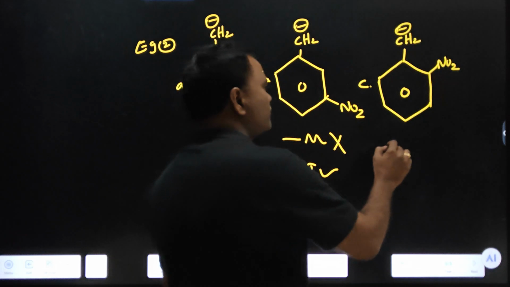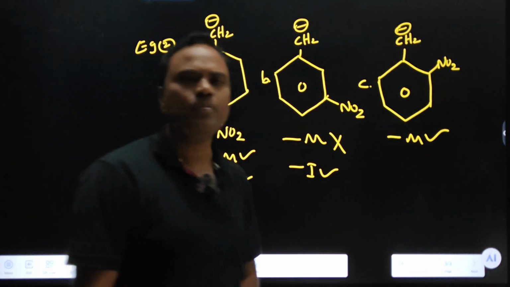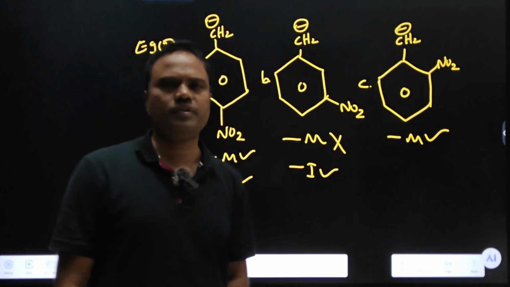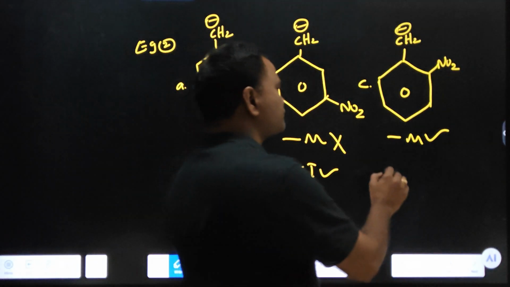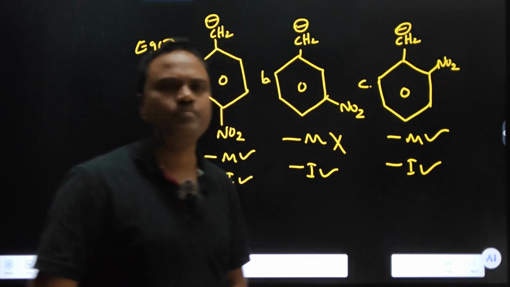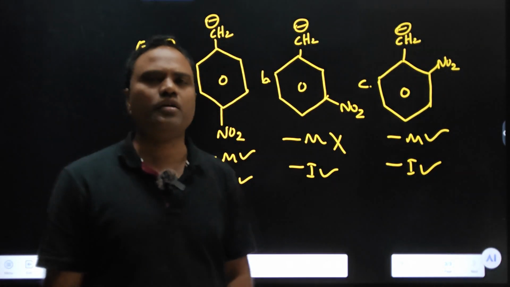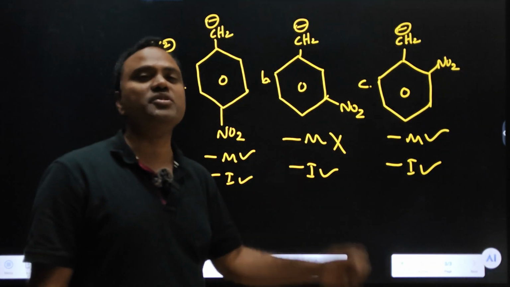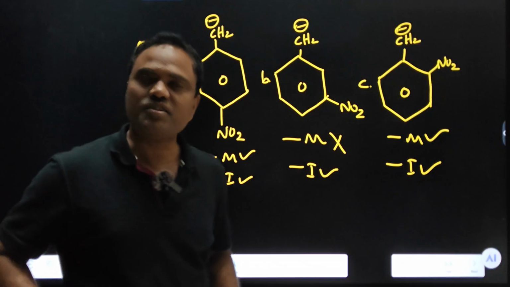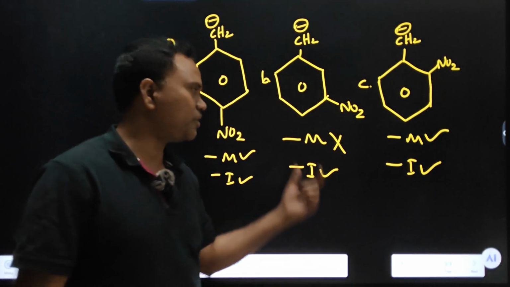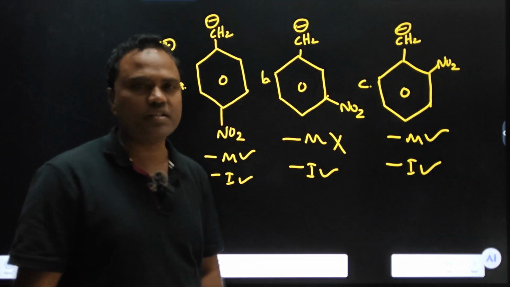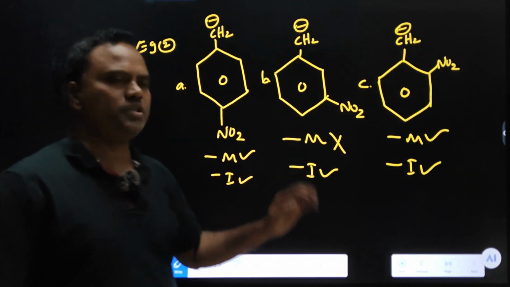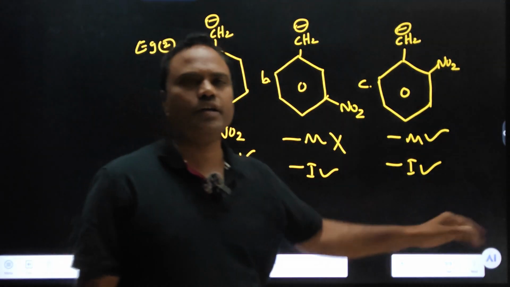Now here minus M is present. Why? Because NO2 is in the ortho position. In ortho and para, resonance works. Minus I as well. Which is the more stable carbanion? We can eliminate option B, because minus M is not at all present. Carbanions are stabilized by minus M groups, but here minus M is not present. So the second one is least stable. The problem is with A and C only.